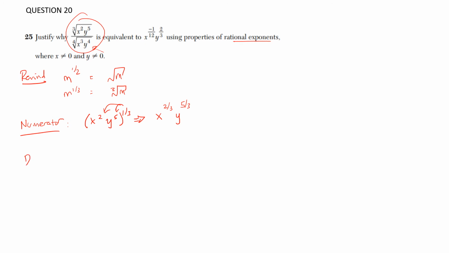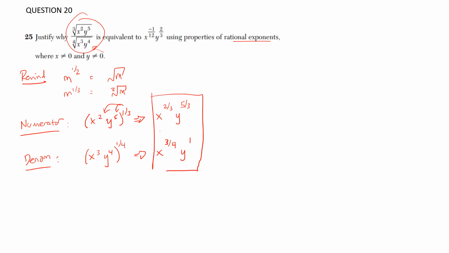Let's do the denominator in the same way, denominator. So we have x to the 3rd y to the 4th to the 1/4 power. Okay, that will give us x to the 3/4, multiplying that in, times y to the 1 power, right? 4/4 is 1. Okay, so effectively we have this as our answer. But now we have to simplify it a little more to get to this form.